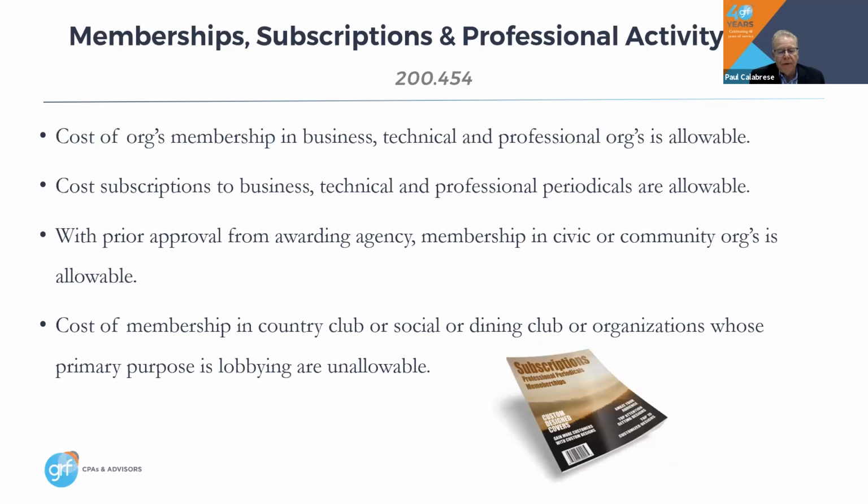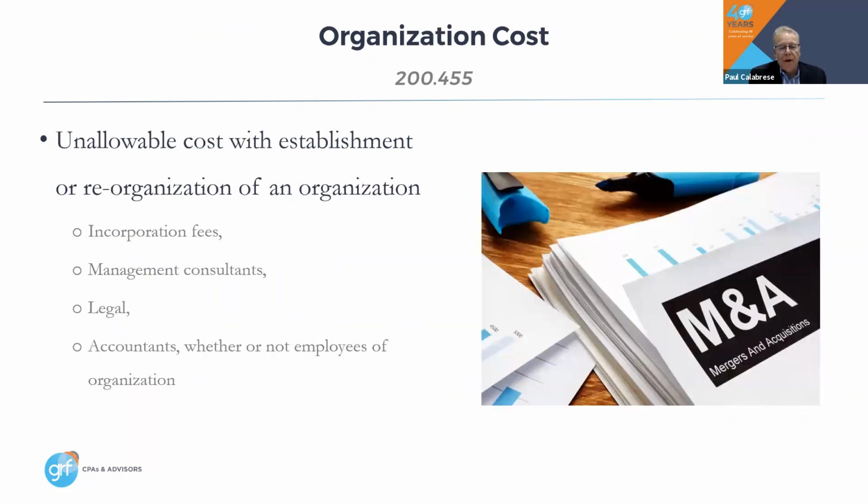So memberships, subscriptions, and professional activity costs, those are allowable because it's for a technical or a business purpose, or subscriptions to periodicals. Think about auditors or accountants having the AICPA membership. So that would definitely be allowable. Next slide.